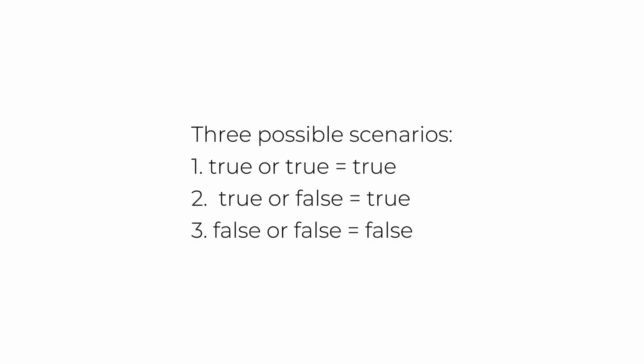Let me explain 3 possible scenarios with the OR operator. When both conditions are true, the result will be true. When one of the conditions is true, the entire statement will still be true. If both conditions are false, the result will be false.